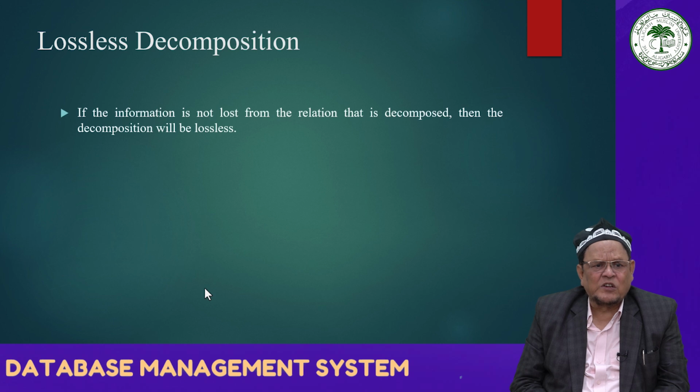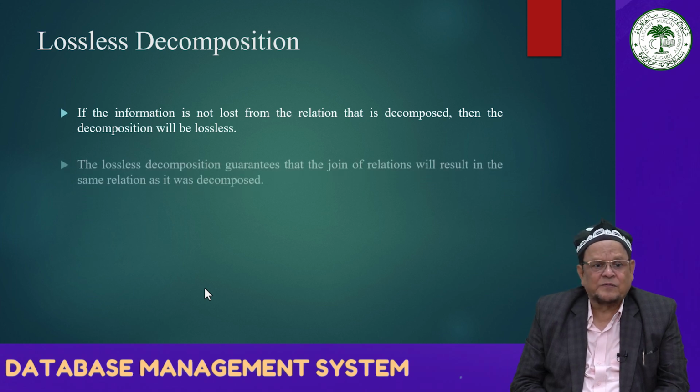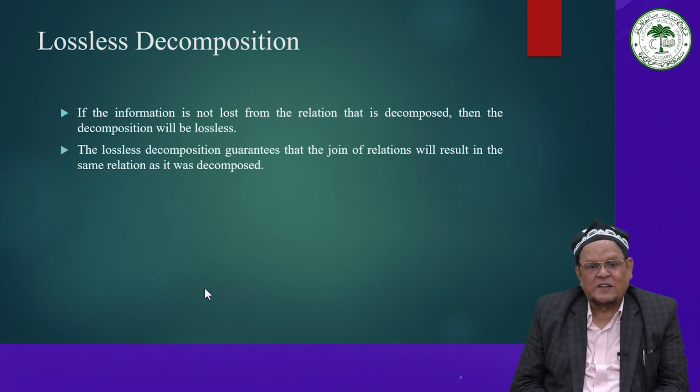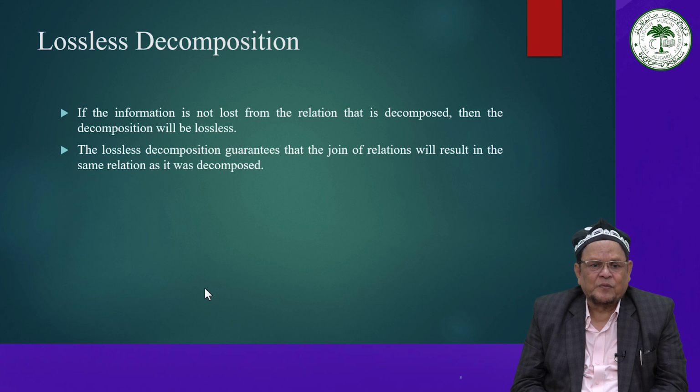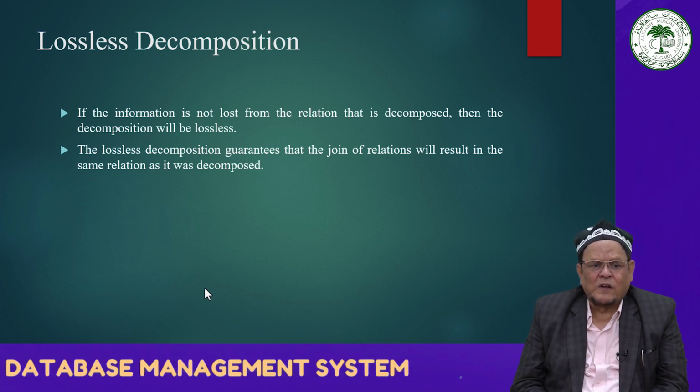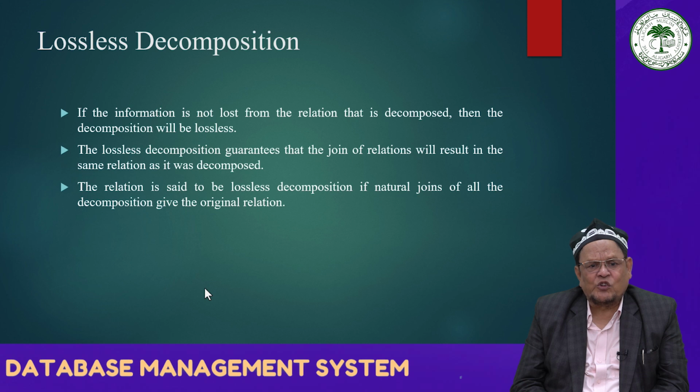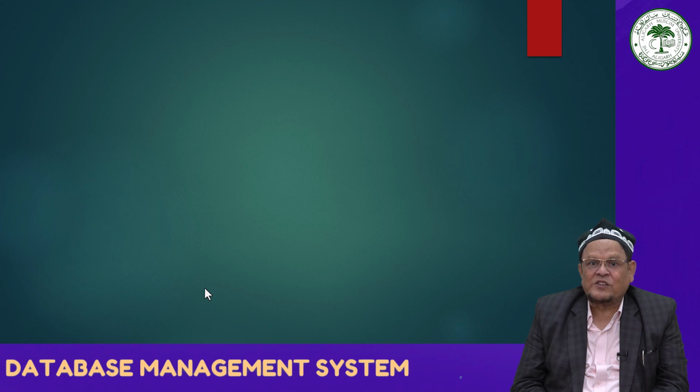The lossless decomposition means that if information is not lost from a relation that is decomposed, then the decomposition will be lossless. The lossless decomposition guarantees that the join of the relations will result in the same relation as it was before decomposition. It means when you join the decomposed relations on some column attributes and are able to find the original table, then we can say the relation is a lossless decomposition. The relation is said to be lossless decomposition if the natural join of all the decompositions gives the original relation.